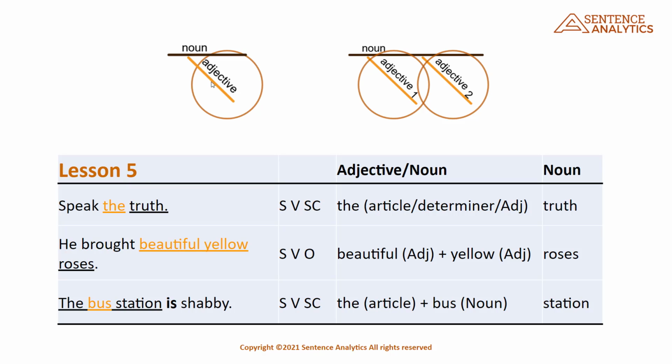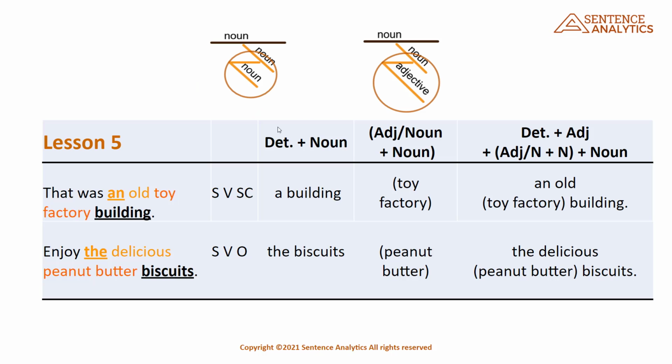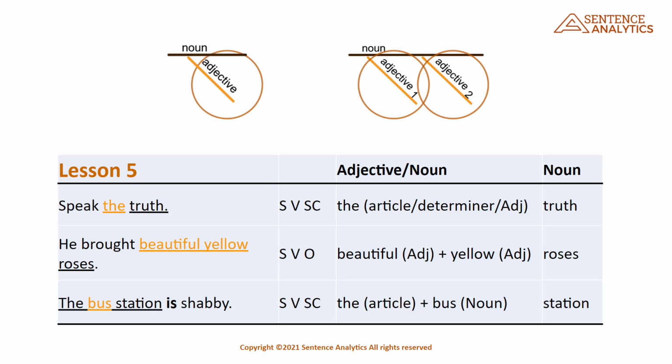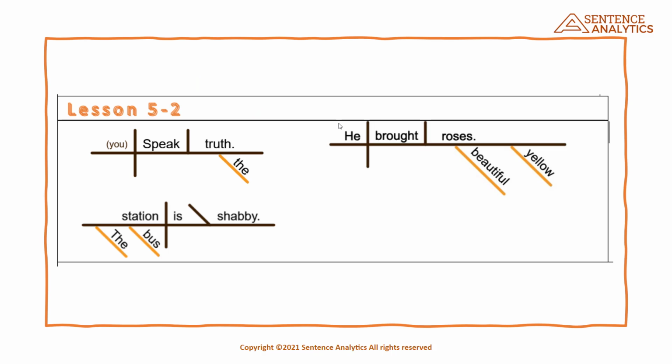So you can see up here, that's how they are placed, and notice the color of the adjective line. And this is what it looks like. You, in parentheses, speak, subject, verb, and then direct object, truth. The describes truth. It is underneath truth on a slanted line.